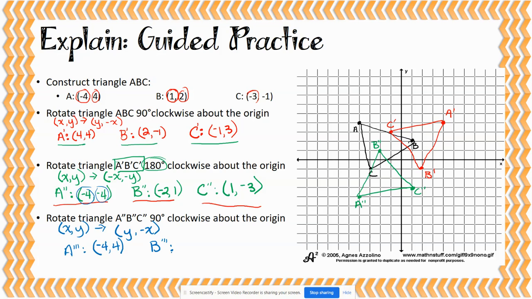For B triple prime, my y value will move to the front, so it stays 1. My x value moves to the back, but it's going to change to its opposite, so it will be +2. And then for C triple prime, my y value of -3 has to move to the front, and my x value of +1 has to be moved to the back, and it needs to be changed to its opposite, so it needs to be -1. Well, what you should notice when you do this is that those points end up back in the same place as our original triangle. And it makes sense because this was my last triangle, and if I rotated it one more time, it's going to match up with the original pre-image of A, B, and C.